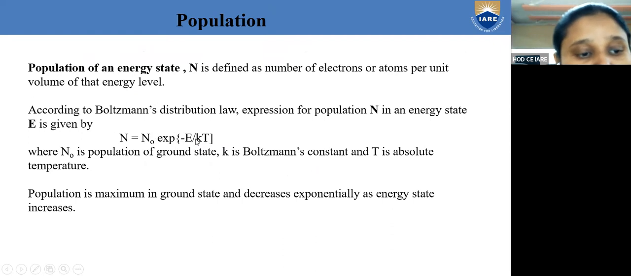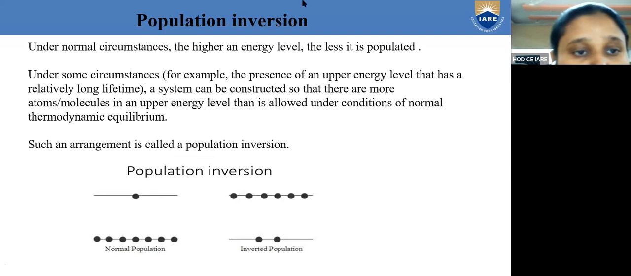And this population and energy level are inversely proportional to each other. So that's why we observe that population will be maximum in the ground state. And when we go slowly to higher energy states, the population is going to decrease exponentially. Okay. After that, we have taken one very important term known as population inversion.